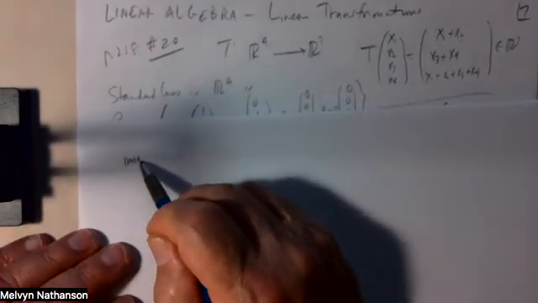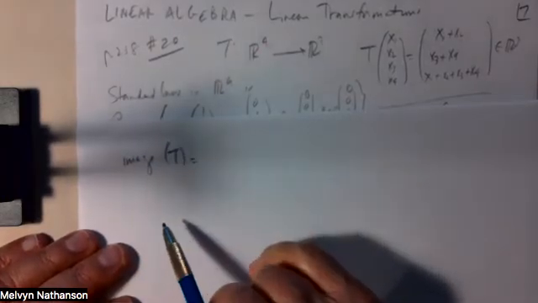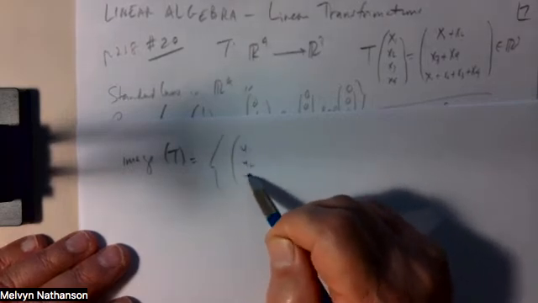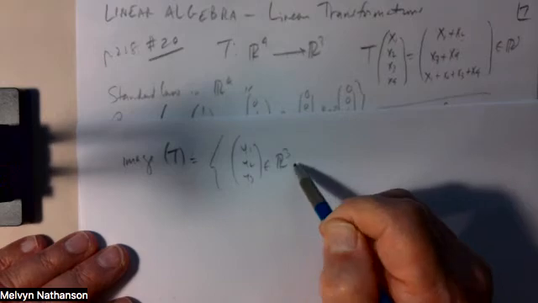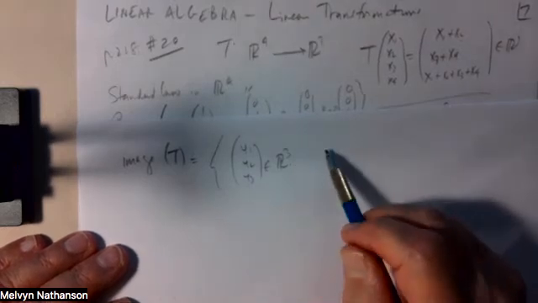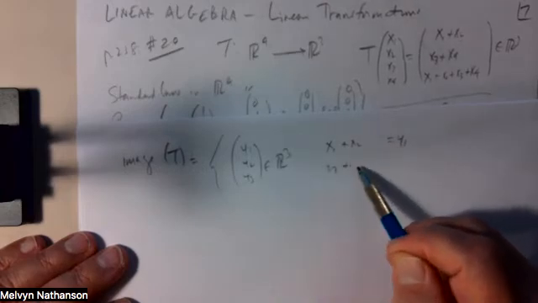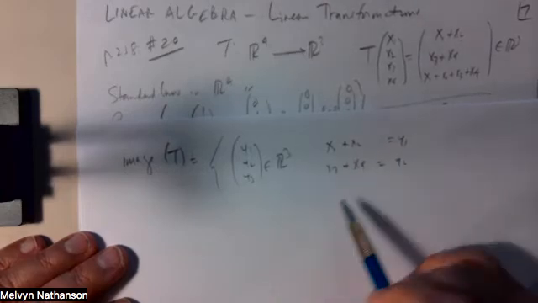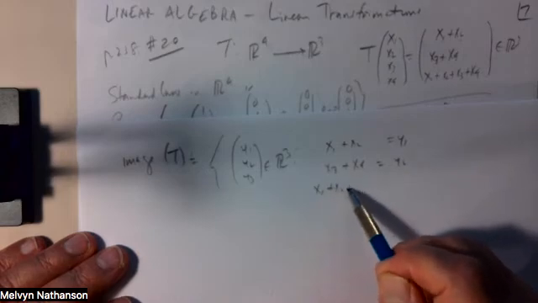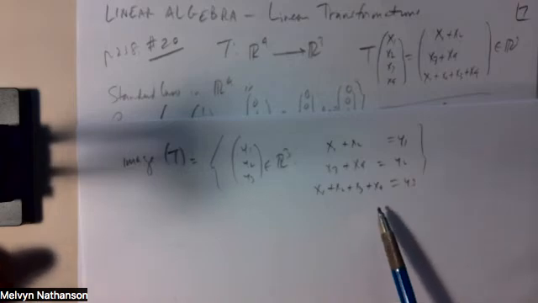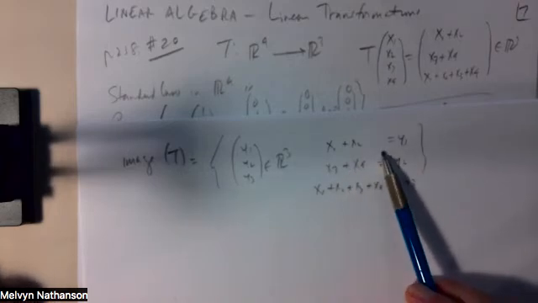This is my linear transformation. And what is the image of T? So this is all vectors, say y1, y2, y3 in R3, such that x1 plus x2 equals y1, x3 plus x4 equals y2, and x1 plus x2 plus x3 plus x4 equals y3. So it's all vectors where you can solve these equations.